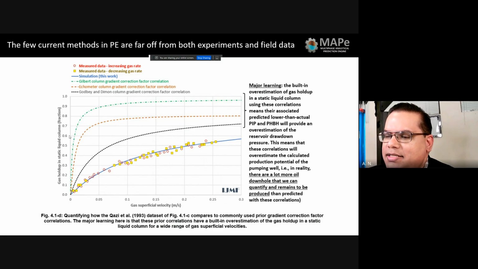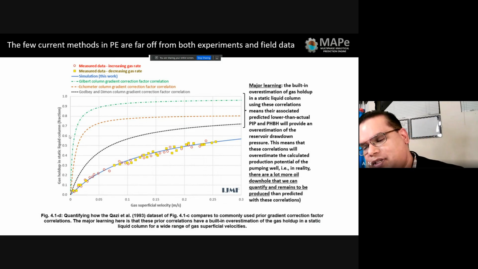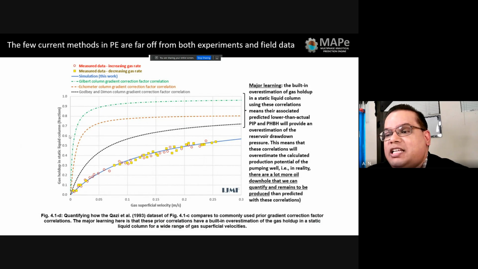In reality, you have a lot less gas than what's there, and you have oil that's sitting there that's remaining to be pumped. So you're leaving oil in the ground because of your belief, your calculation, that this well is already maxed out. Does that make sense?